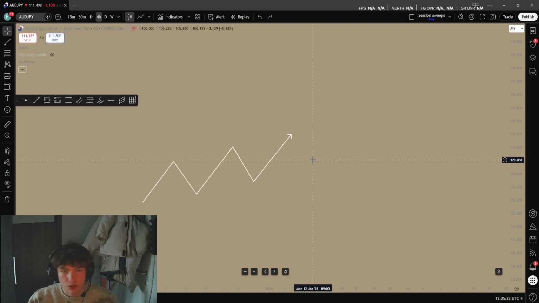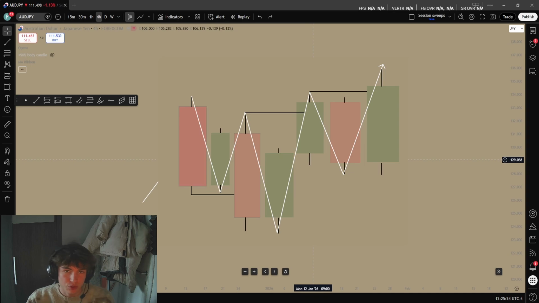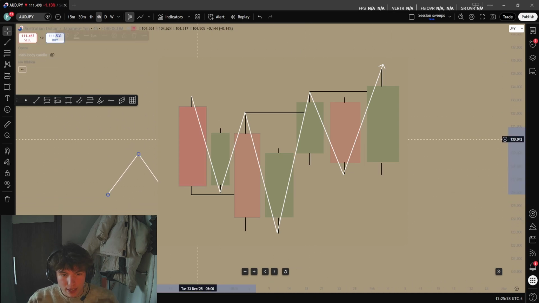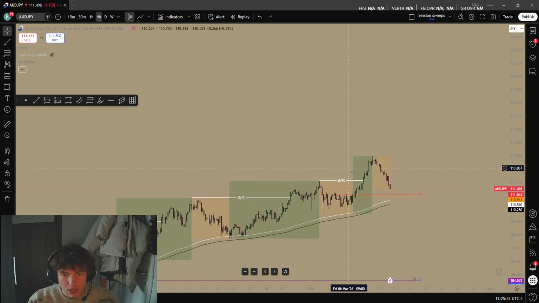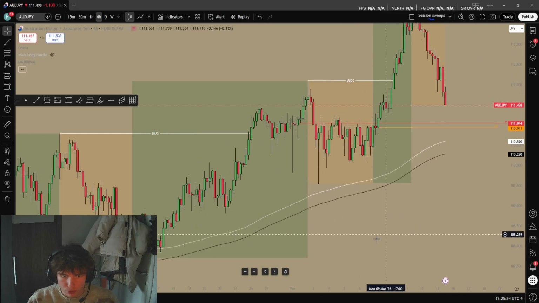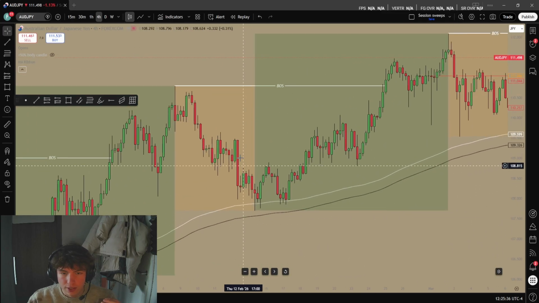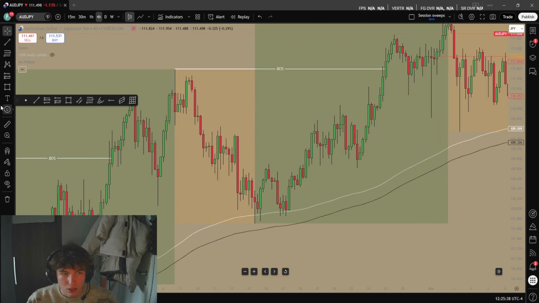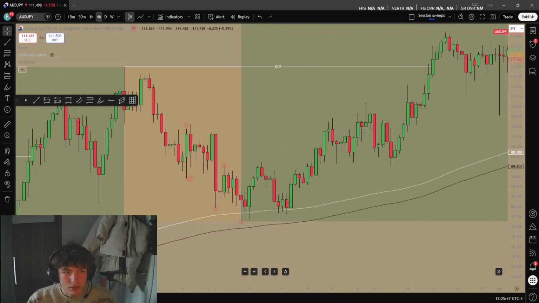Now, what is a fractal structure shift? I'll show you right now on the screen. And what does that mean? It means that price internally, on the individual candlesticks, is going to show you market structure. Let's show you guys right here. We can see price creates a low, a high, a low, a high, a low. Now let's draw it with this path tool, right? We create a low, a high.